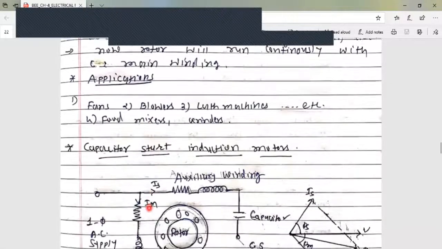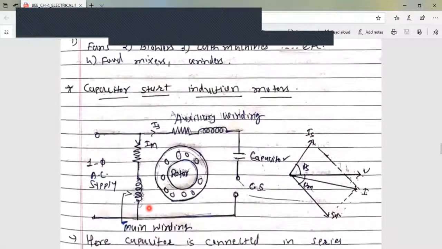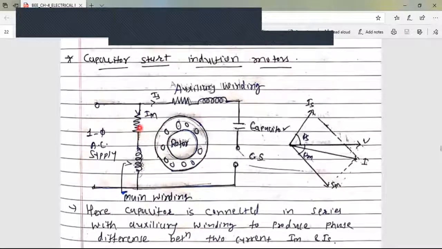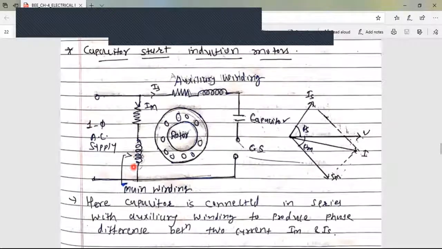Now we will see the second type, the capacitor start induction motor. Keep in mind that in all the primary three types, these two windings are exactly at 90 degrees. See here in the construction, the main winding and auxiliary winding are connected the same as in the split phase induction motor. Here a capacitor is connected in series with the auxiliary winding. The centrifugal switch is also there.